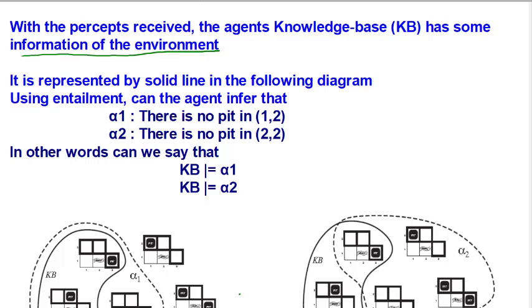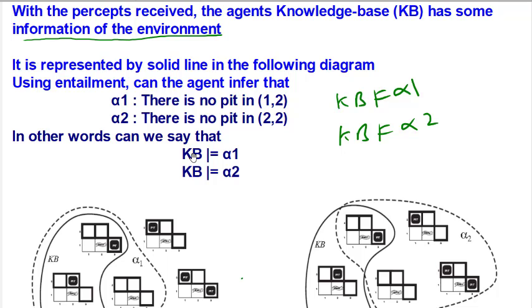Now how do we entail? Suppose we send a query to the agent: does your knowledge base entail alpha 1, where alpha 1 says there is no pit in 1 2, and the second query, does your knowledge base entail alpha 2, where alpha 2 is there is no pit in 2 2. So we are asking the agent: does your knowledge base entail alpha 1, does your knowledge base entail alpha 2? That is, according to your knowledge base, can alpha 1, that there is no pit in 1 2, be inferred, or can you infer, entail from the knowledge base that alpha 2, there is no pit in 2 2?